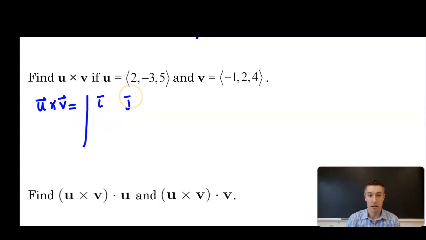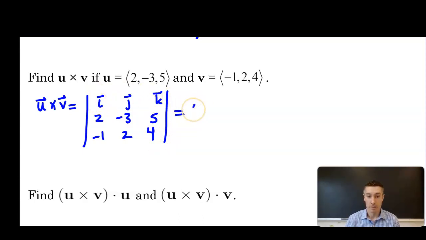So i, j, k across the first row. Then 2, negative 3, 5, negative 1, 2, 4. Now the order does matter. We'll define that in a few slides, but we have to put u as the second row and v as the third row because it's u cross v. If it were v cross u, we would have to put v as the second row and u as the third row. And now I'm going to use cofactor expansion.